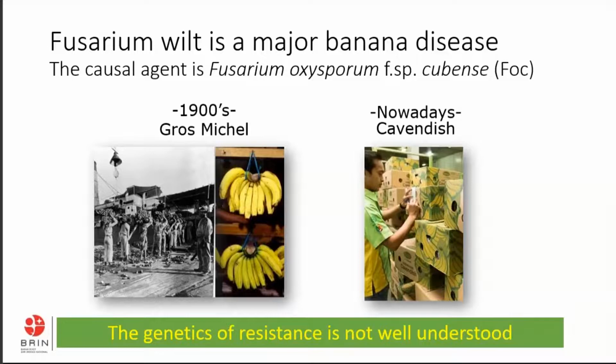Recently, tropical race 4 was reported found in Latin America. Hence, we need to increase our awareness of the possibility of repeating the history of Gros Michel in the past. Resistant plants are needed to keep the sustainability of banana production. This means developing Fusarium wilt resistant banana is needed in the near future.